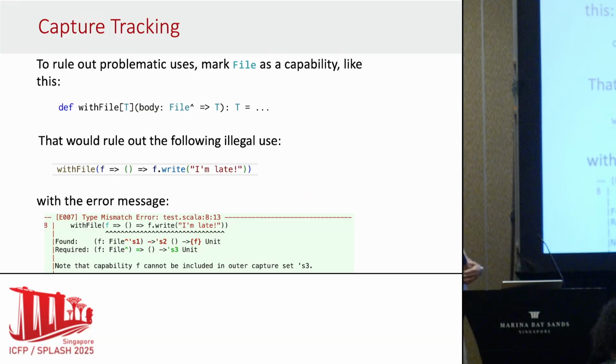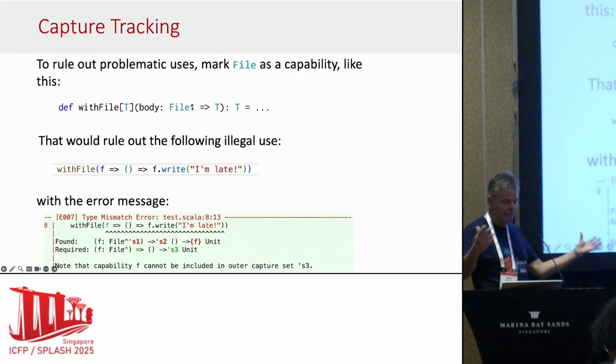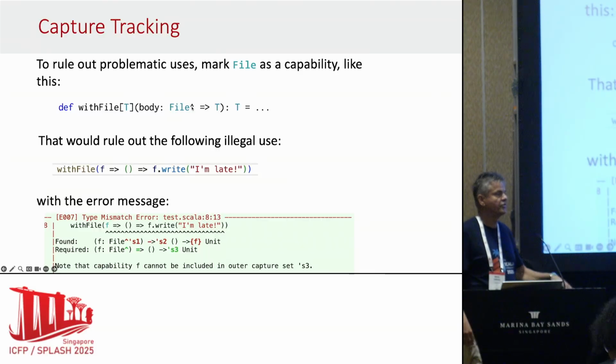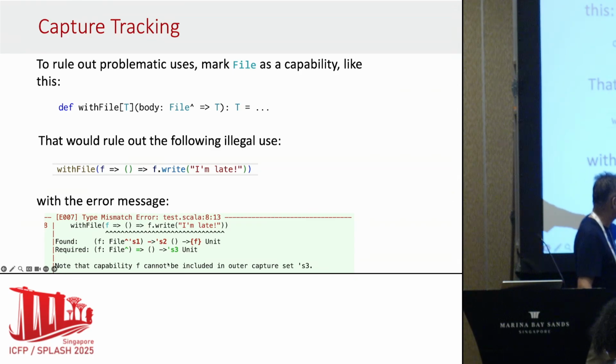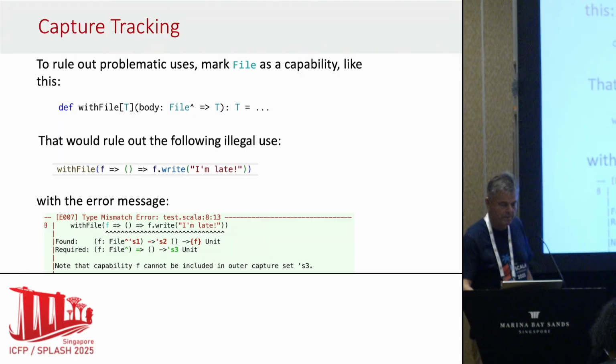To do that in Scala, we need to add a single letter, which is this up arrow here. So we write up arrow for the file thing, and that classifies the file thing as a capability. Otherwise, withFile is as it was. And then if somebody tried the problematic thing, you would get an error. The important part here is: capability f cannot be included in outer capture set s3. So basically, we have a capability that we want to include in this parameter here, and we can't do that.